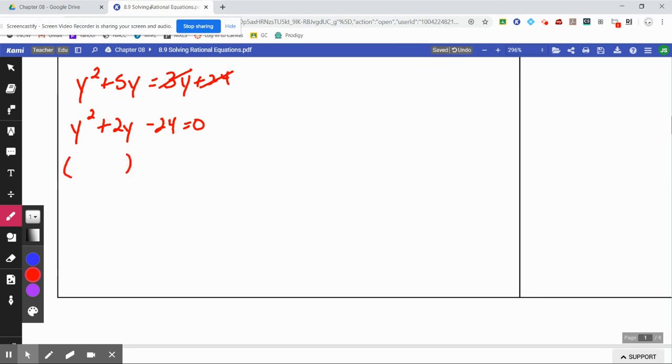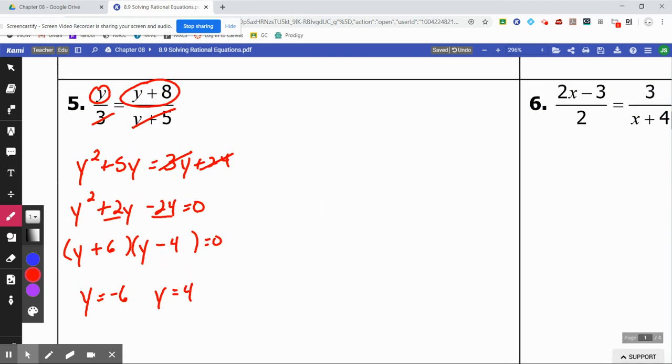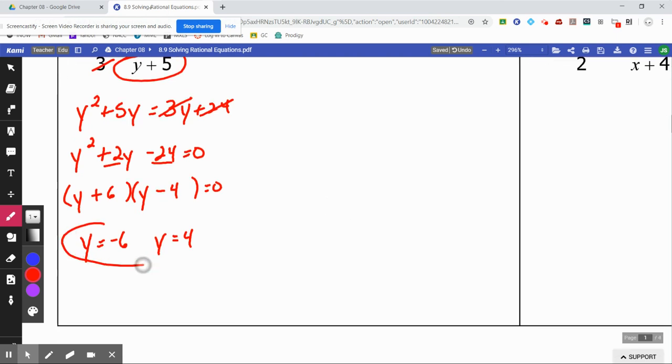Two sets of parentheses equals 0. So you have y times itself. Adds, multiplies is a positive 6 and a negative 4. So therefore y is either negative 6 or y is equal to positive 4. And before we circle those, let's see if they both will be fine. The only domain restriction would be negative 5, so therefore both of those solutions should be okay.